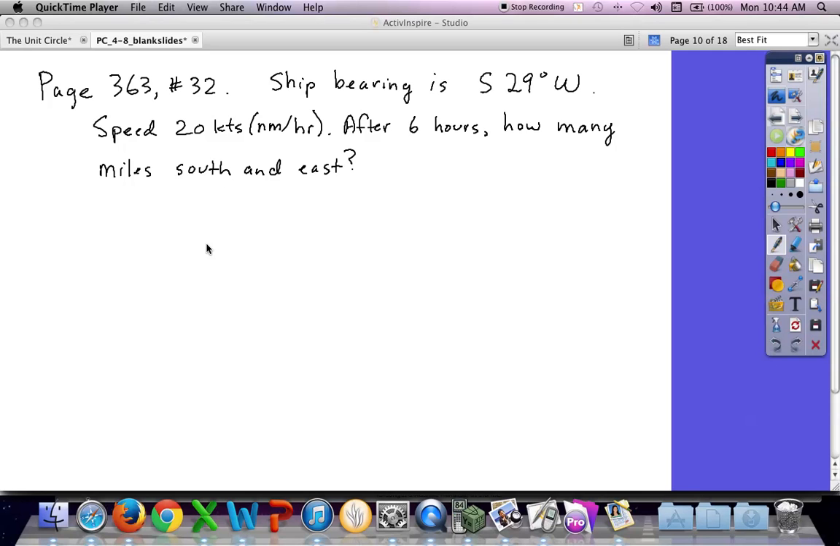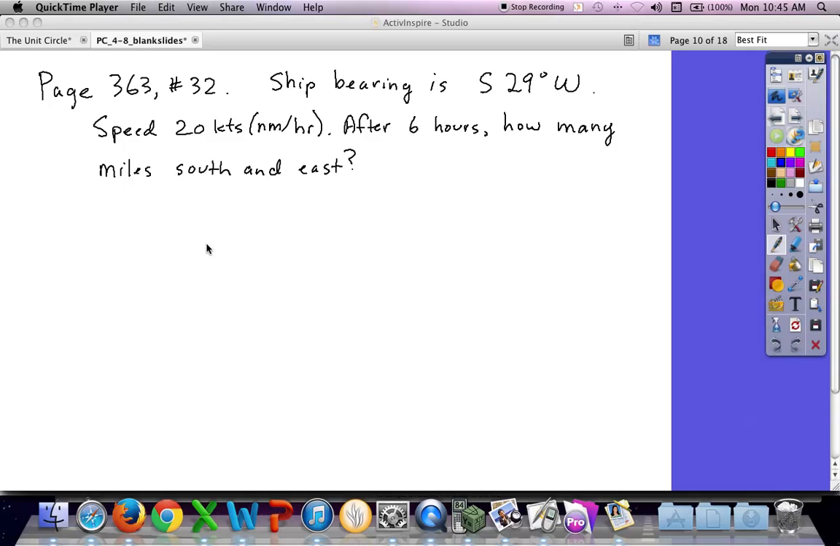Right? And if I read this, it's a word problem, page 363, number 32, because they didn't have an example that was just clean. Right? It said a ship leaves port at noon and has a bearing of south 29 degrees west. If the ship sails at 20 knots, how many nautical miles south and how many nautical miles west will the ship have traveled by 6 p.m.?